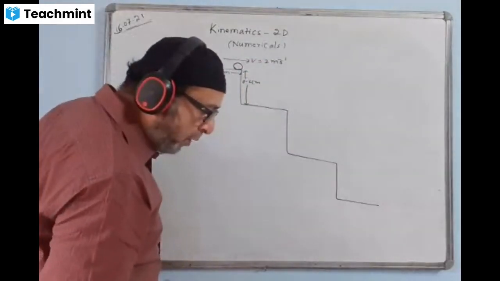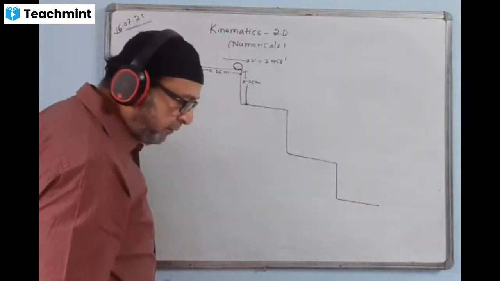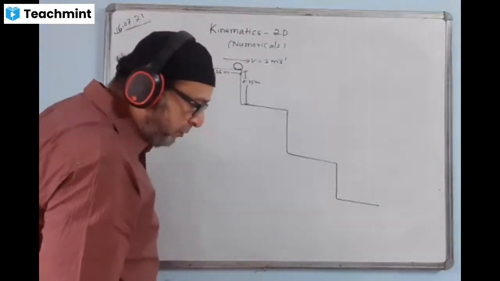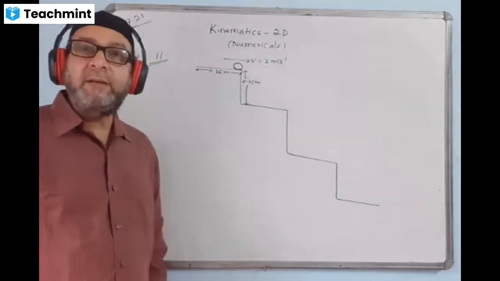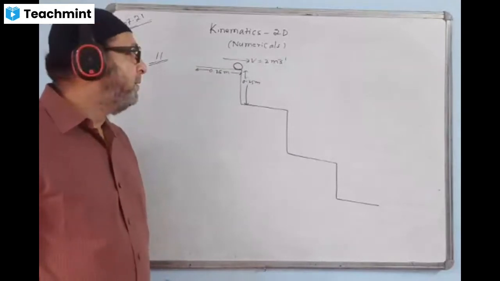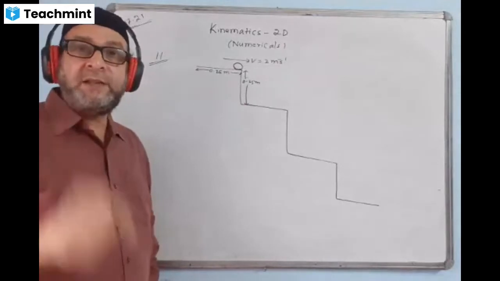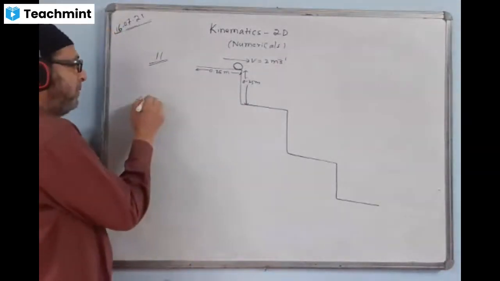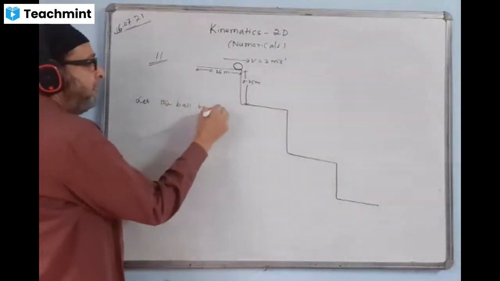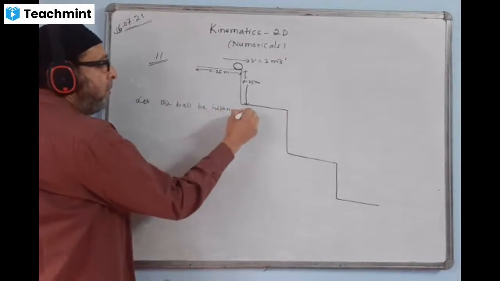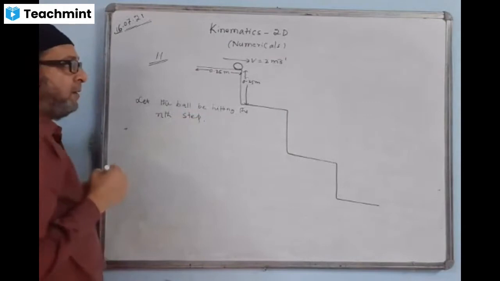A ball is pushed from the top of a flight of steps with a horizontal velocity of 2 meters per second. If the steps are of length 0.25 meter and height 0.25 meter, on which step will the ball hit? The value of g is given as 10. We don't know which step. Let us suppose the ball is hitting the nth step. You write: let the ball be hitting the nth step. We'll assume it first.